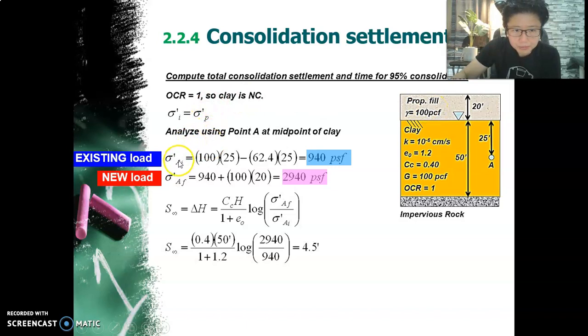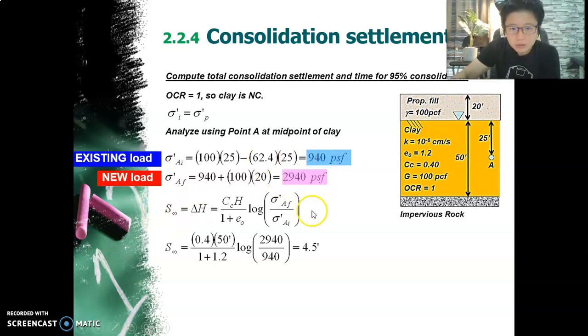First thing first, the original load at mid-height, remember, we want to calculate settlement always at the mid-height, at 25 feet, is simply taking your gamma. Where is your gamma? 100. Yeah, it's 100 here. Multiplied by 25. But because there's a groundwater table here, remember, you got to minus it off. So this is 9.81 actually, but in pounds is 62. Multiplied by 25. So this is your existing load at this point A. But don't forget, you put in the backfill, this is additional. So the additional is what? 100 times 20. So plus your 940, so it's 2940 here.